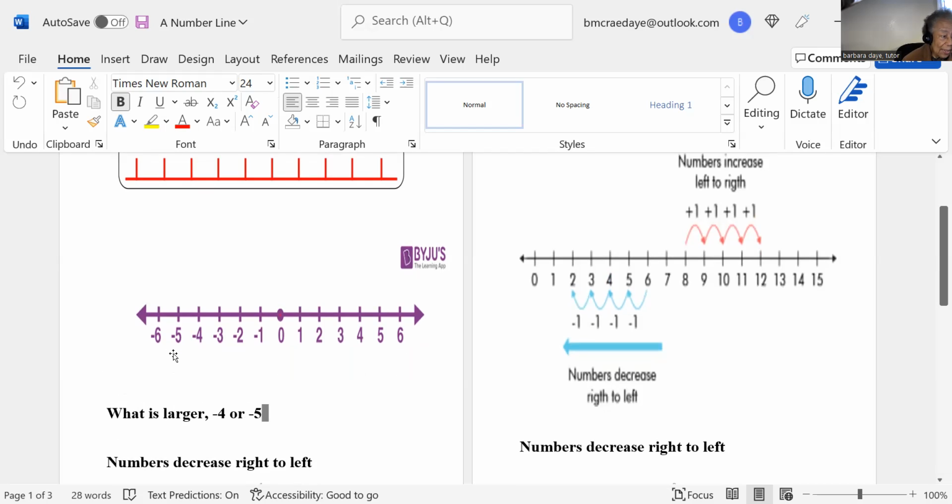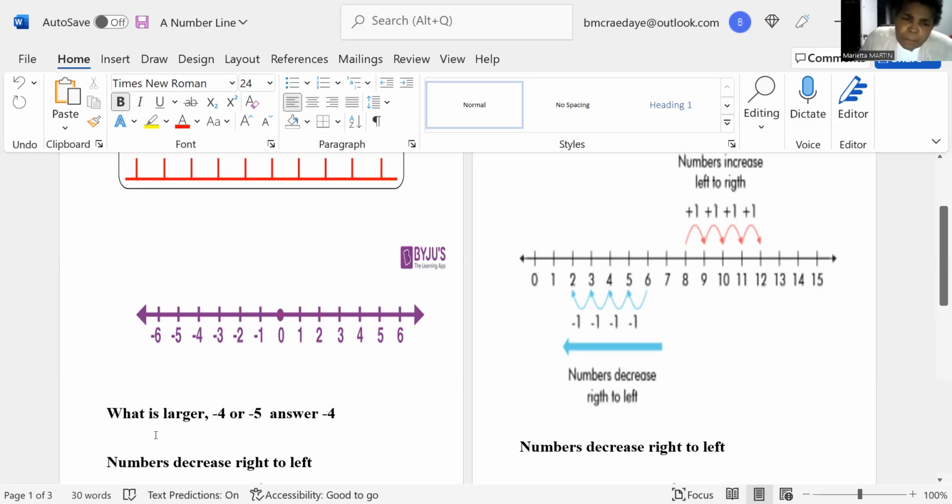Because remember, I said you go from left to right, you're increasing. So the -4 is at the right of the -5, so that means it is larger. And that's true of negative numbers. The absolute value might be bigger, but the number is actually smaller. So what is larger? -4. Very good.